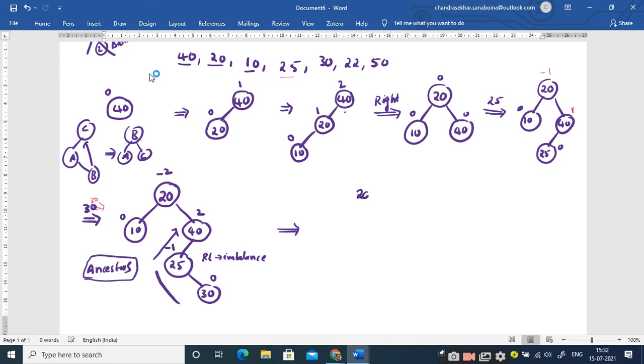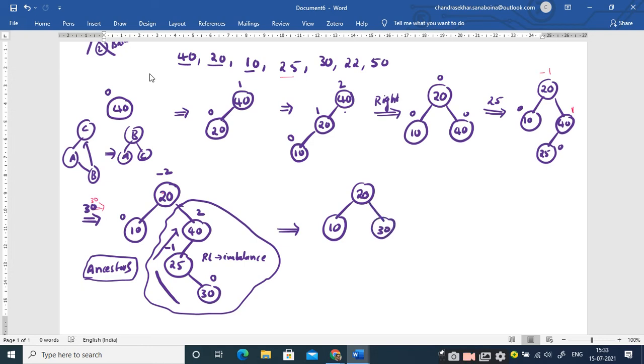So please make it as 20 remains as it is, 10 remains as it is, but you have to perform the rotation at these three nodes. So since it is RL imbalance, you have to apply the RL rotation where you make this 30 as the root node. So this becomes 30. And what is the left child of 30? It still 25, remains, sir. A only, right? It is 25 only.